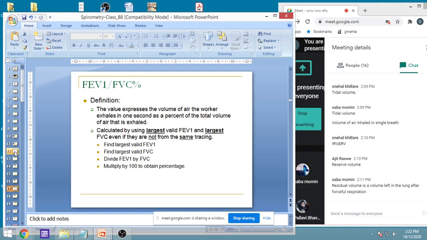Then we have this ratio percent, that is FEV1 by FVC. This value expresses the volume of air the worker exhales in the first second as a percent of the total volume of air. It is calculated by using the largest FEV1 and the largest FVC, even if they are not from the same tracing. So there are 3-4 or multiple readings taken, and then take the largest FEV1, take the largest FVC, divide FEV1 by FVC and multiply it by 100 to obtain the percent.